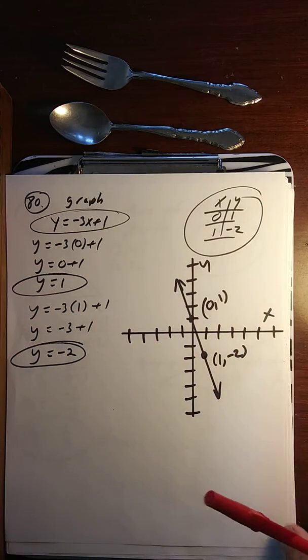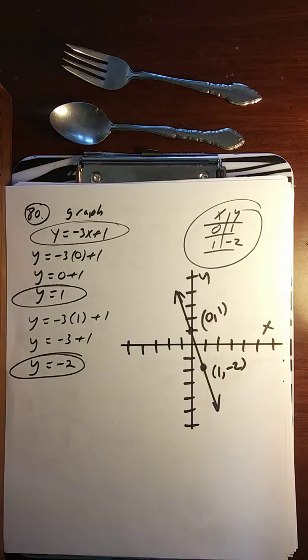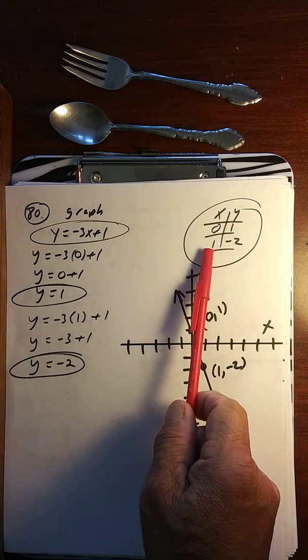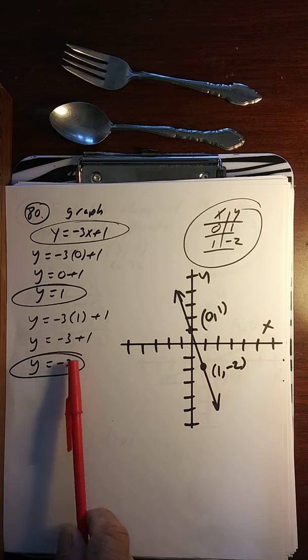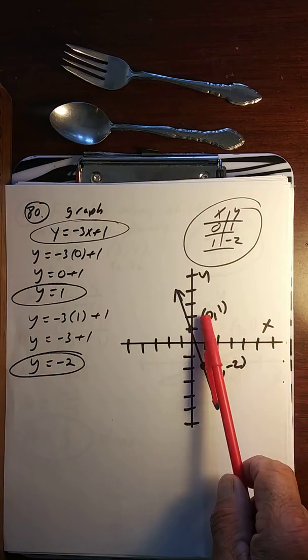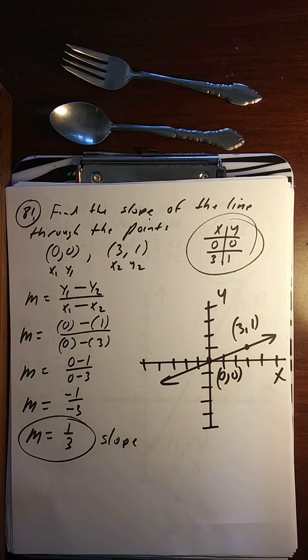Alright, number 80. Graph this one. Put a 0 in there. 0 times that is 0 plus 1 is 1. Put a 1 in there. Negative 3 plus 1 is negative 2. So you have 0 and 1, and then you have 1 and negative 2. Connect the dots.